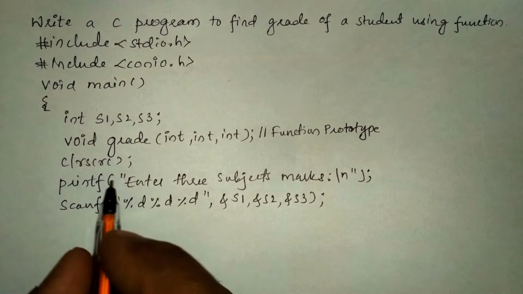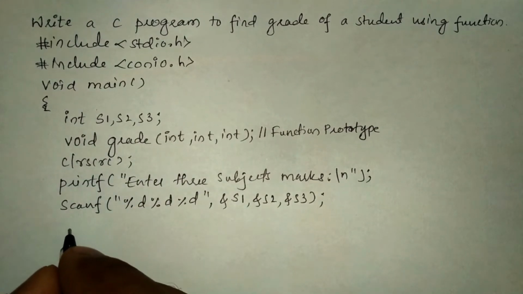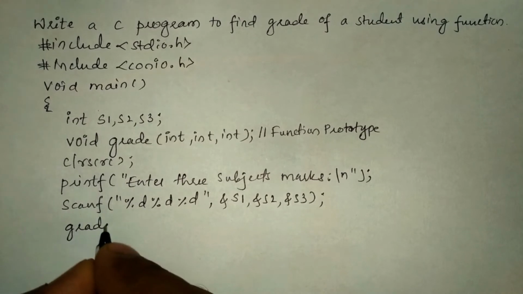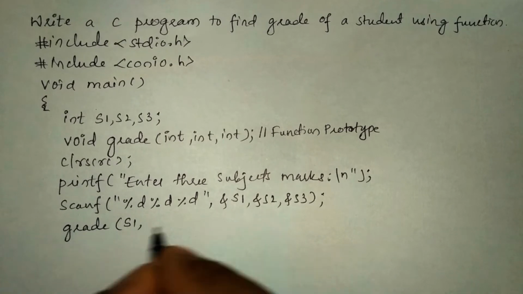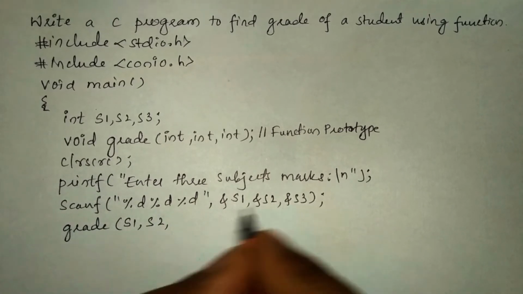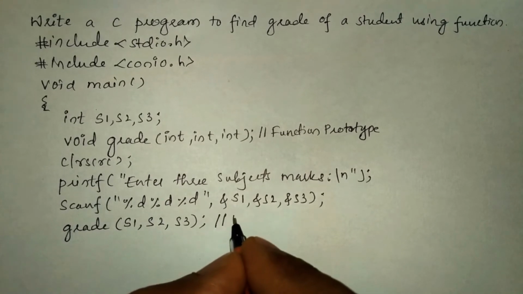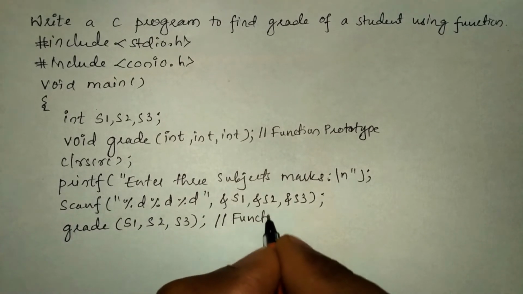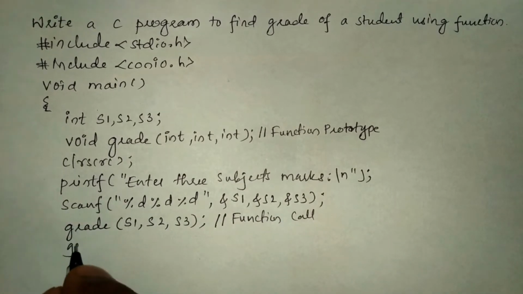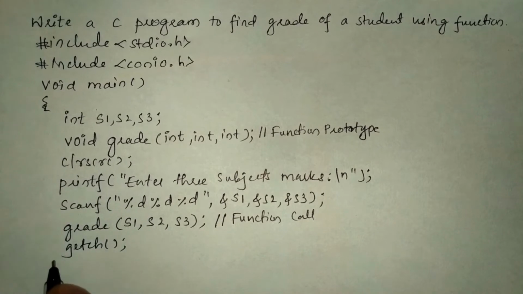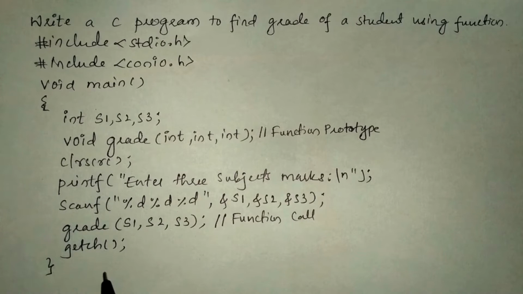Now we are going to call this particular function. So we'll make a function call as grade and I'm going to pass the arguments, s1, s2, s3 and put semicolon. So in a comment line, I'm going to write this one is a function call. Now we'll write getch and curly closing brace. So here main function is a calling function.